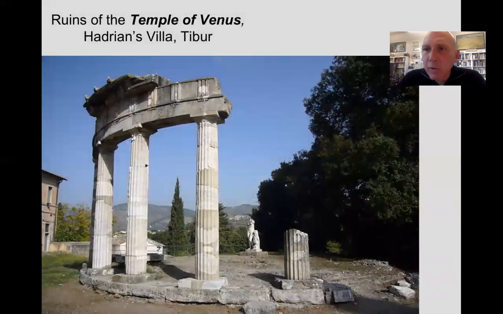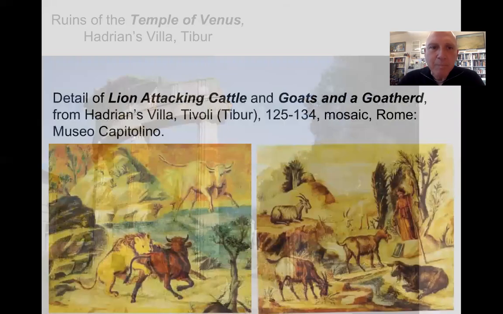Here is, in fact, a ruined temple. This was a temple, a circular temple to the goddess Venus. And of course, there's a sculpture of Venus there, a copy of a famous Greek sculpture of the goddess herself. So many smallish but important temples in the Greco-Roman Pantheon were located at the emperor's villa.